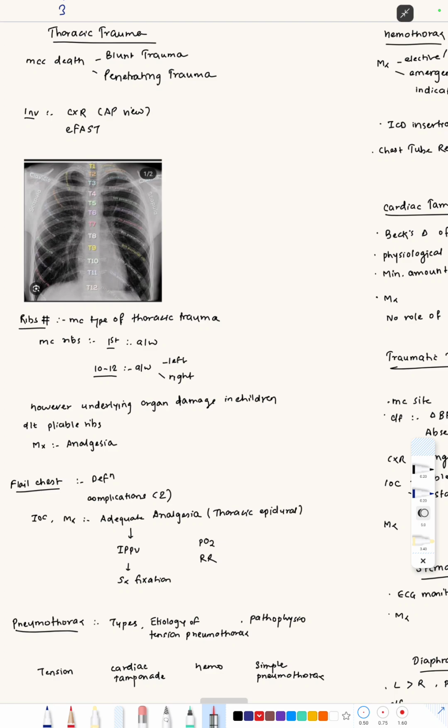Now when I talk about chest X-ray, these horizontal structures are going to be the posterior ribs, while these shadow looking oblique and slanted structures are nothing but anterior ribs.